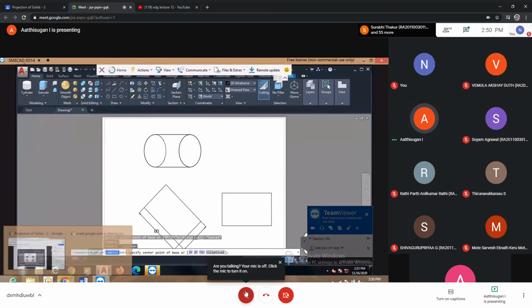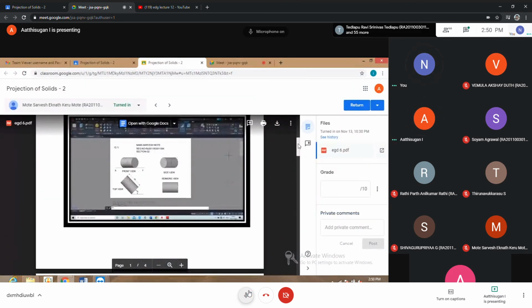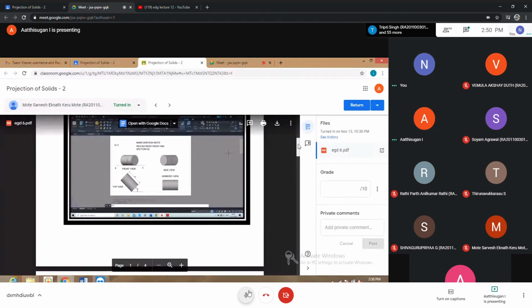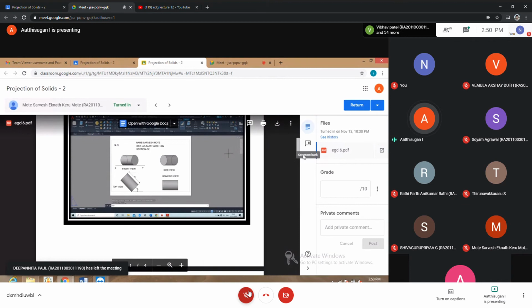Okay, Sarvesh, add some possible dimensions. Here only the diameter is missing. For the first question, the length is given as well as the angle, that is 45 degree inclined. Only the diameter we don't know, that is 50 mm. So in any one view, whether isometric view or top view, you can give it on the 50 mm line.